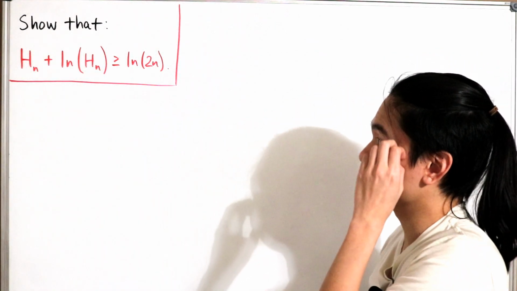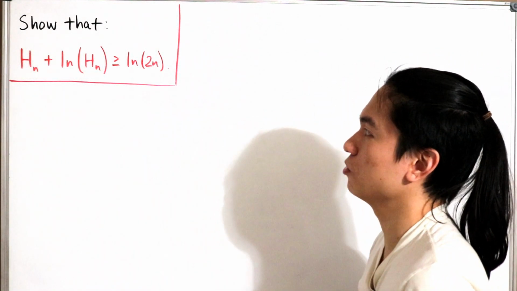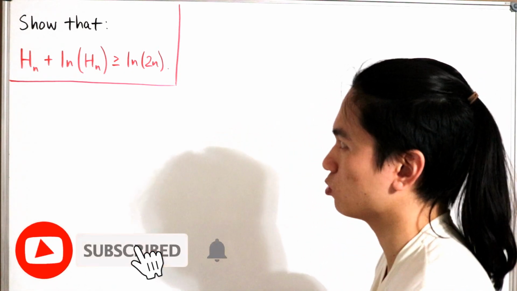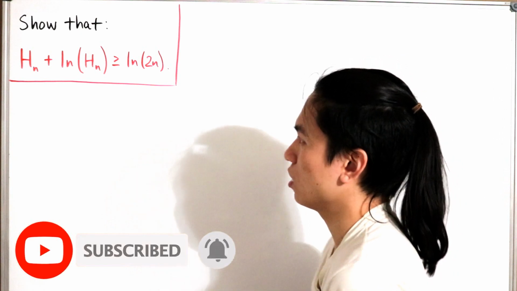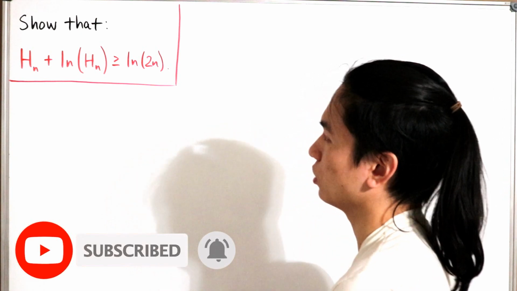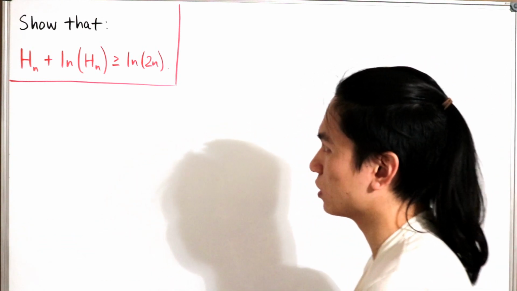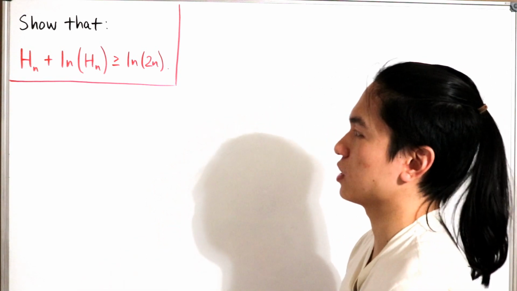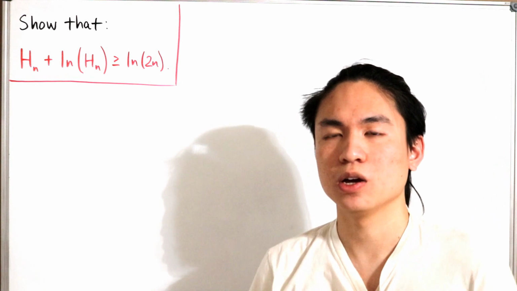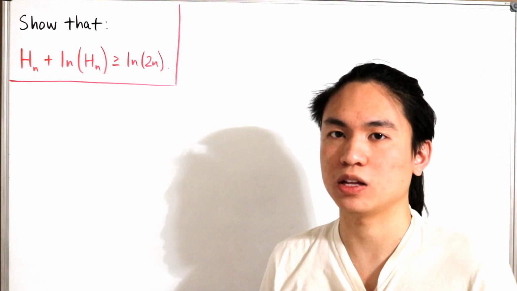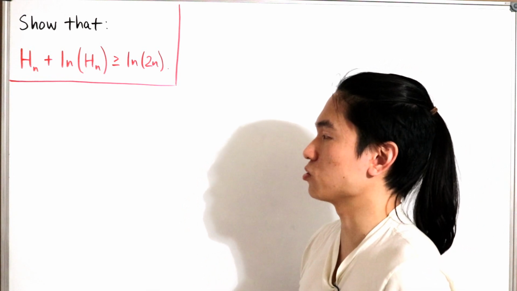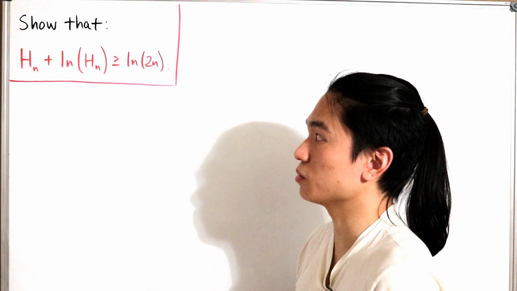Here today we want to show the following inequality: h sub n plus ln of h sub n is greater than or equal to ln of 2n. I think this is a really cool inequality to prove because, for one, it deals with harmonic numbers. The nth harmonic number is just the sum of the reciprocals of the first n natural numbers. And of course, we're dealing with natural log functions as well, which puts a little twist on it.